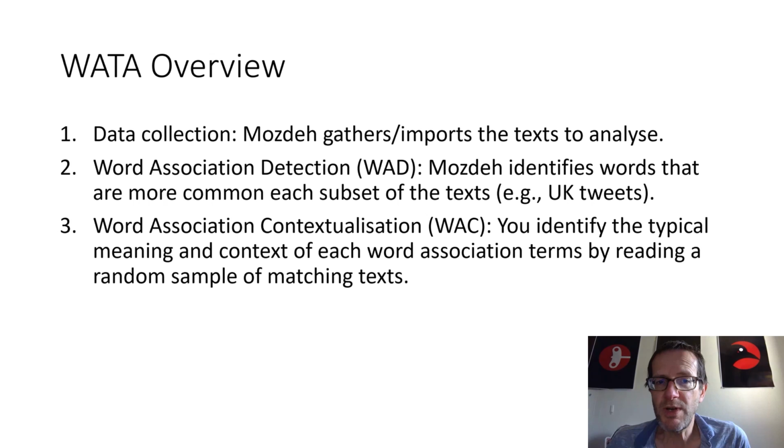And then the next stage is word association contextualization. So Mojday's finished its job now, and now it's over to you. So you have to contextualize each word found by Mojday by identifying its typical meaning and context by reading a random sample of matching text. So we'll see examples, and we're going to practice that multiple times today because it's the trickiest part, I think. So the contextualization is identifying the typical meaning and context of each word. So it's a slow process, and I think it's a tricky process, but that's the first thing we're going to focus on in this course.